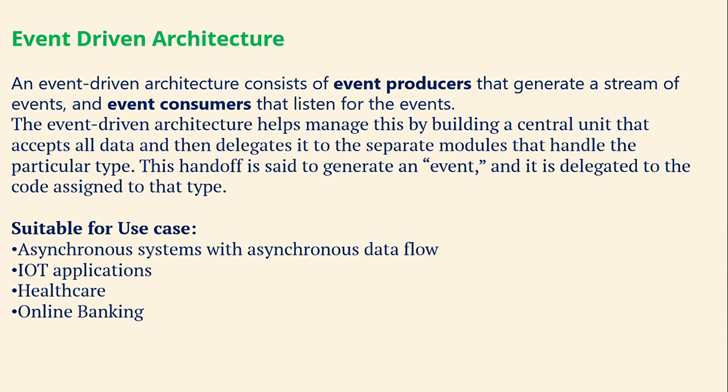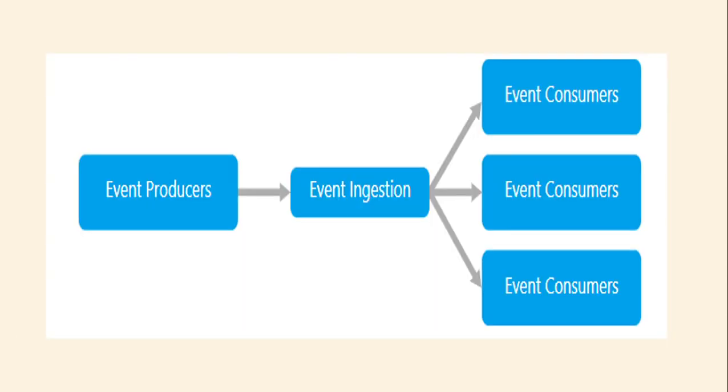Some suitable use cases for event-driven architecture are asynchronous systems with synchronous data flow, IoT applications, healthcare, and online banking. You can see in this diagram, in the event-driven architecture, we will have multiple event producers and we'll have the event consumers. So the source will be the event producer and the destination will be the event consumers.